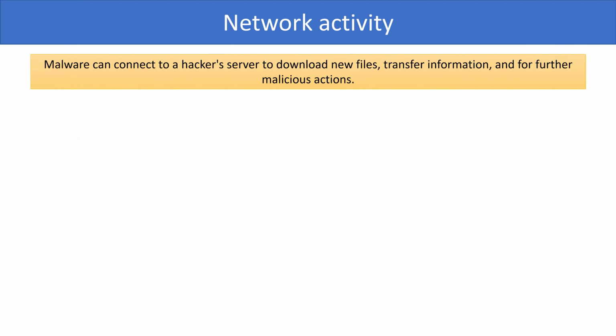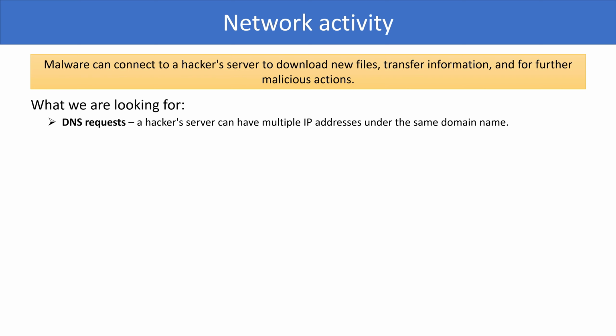So, what should we pay attention to when analyzing network activity? First and foremost, look for DNS requests. Hackers might have their servers in different countries under various IP addresses, yet they can use a single URL to access these servers. If one IP address is blocked or put on a blacklist, others will remain. And the hacker can register additional IP addresses for this URL.